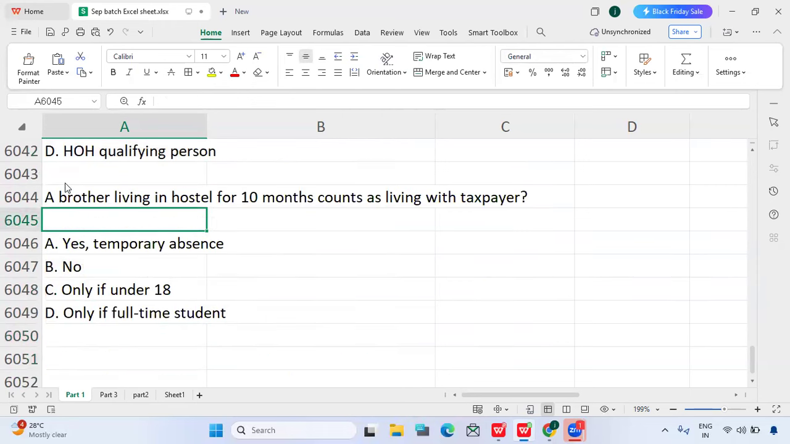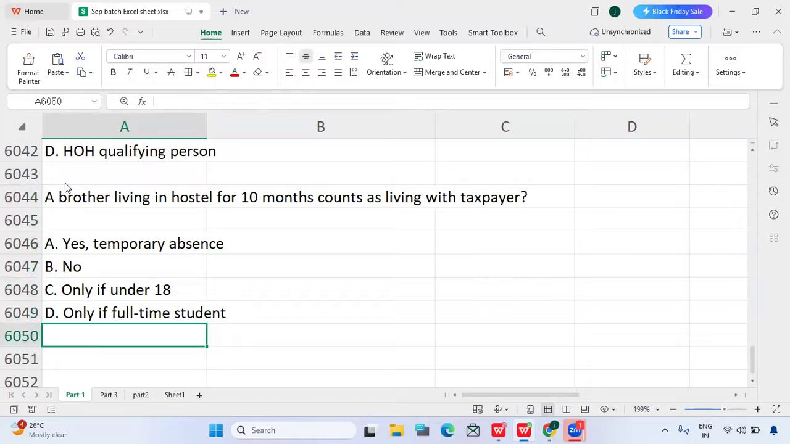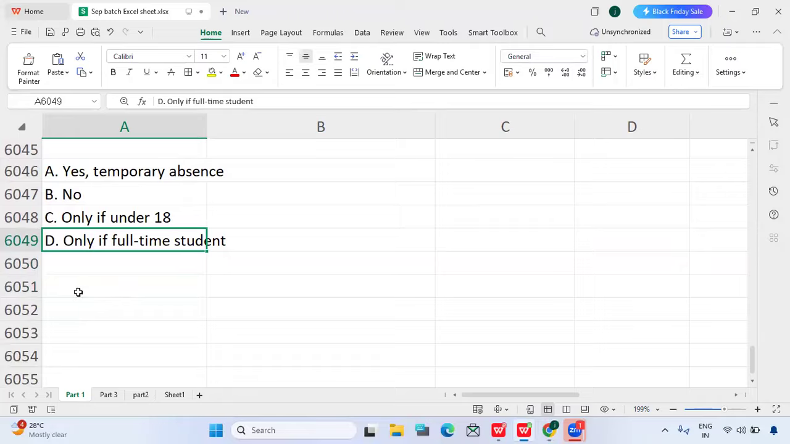Brother living in a hostel for 10 months counts as living with the taxpayer. Yes or no? Only if full-time student. Yes, so full-time student. All the conditions are met. Yeah, option D, only if full-time student.